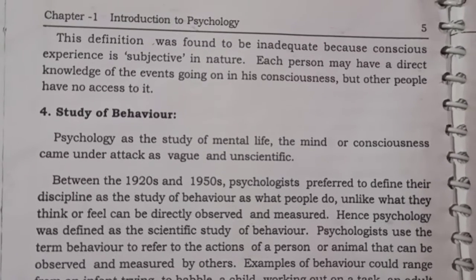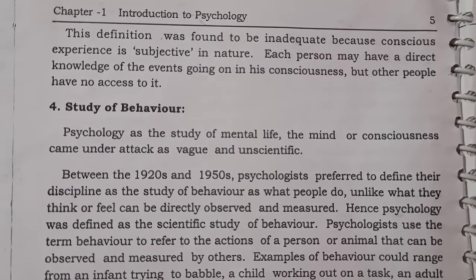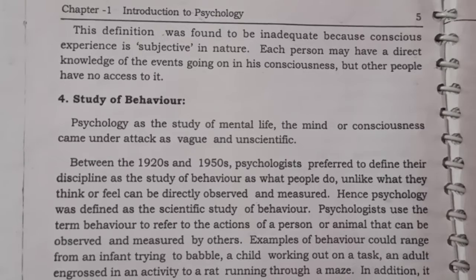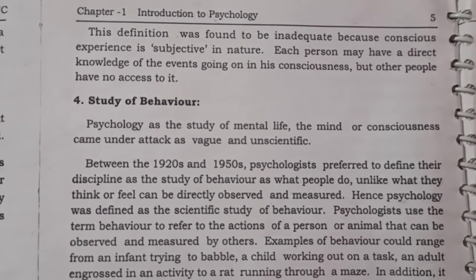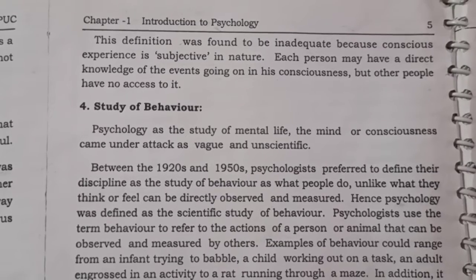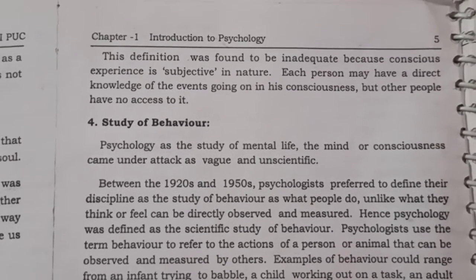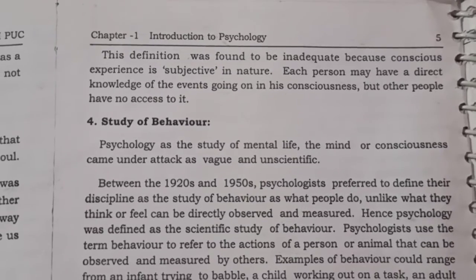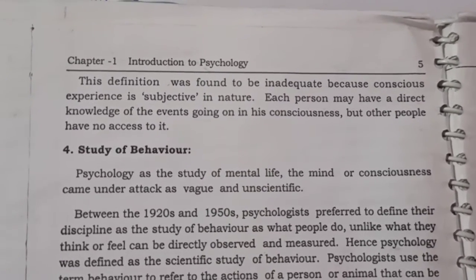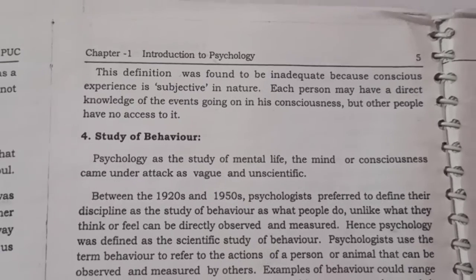This definition was found to be inadequate because conscious experience is subjective in nature. Each person may have a direct knowledge of events going on in his consciousness, but other people have no access to it. So even this definition was rejected. The individual may be aware of his surroundings, the environment, and himself, and of what is going on in his consciousness, but the other person in front of him, or the neighbor, will not know. That's why this definition also was dropped.